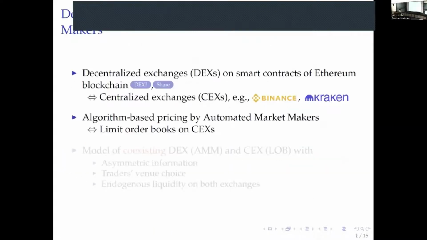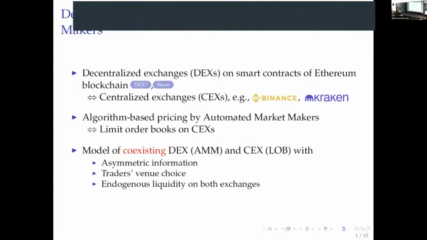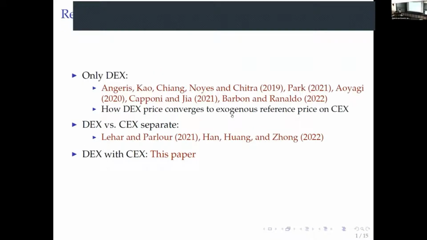So they're different, but they coexist. So we want to know what's going to happen when they coexist. And of course, we have several papers on automated market makers or decentralized exchange in general. But the point is, they assume that the centralized exchange is exogenously given, or the price on the centralized exchange is exogenously given. So traders have no choice when they decide on the trading platform. But we generalize these points, so we're going to have an endogenous CX price, and also traders are going to decide on the platform endogenously.